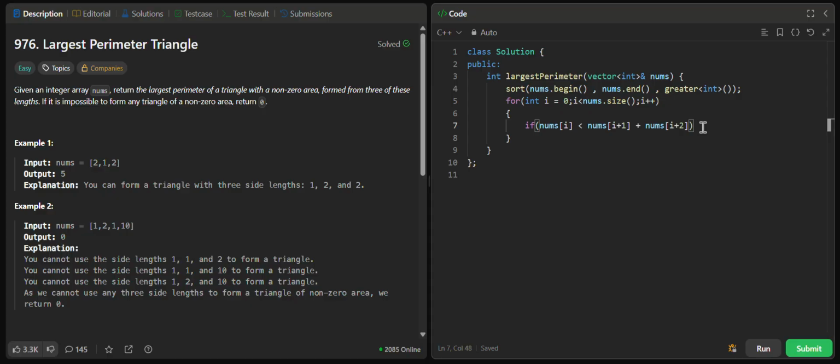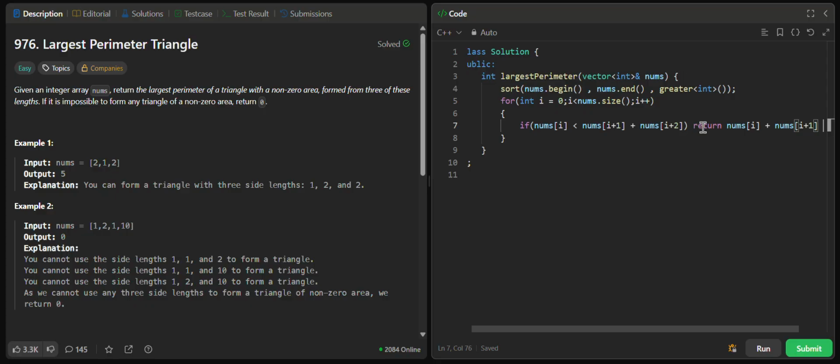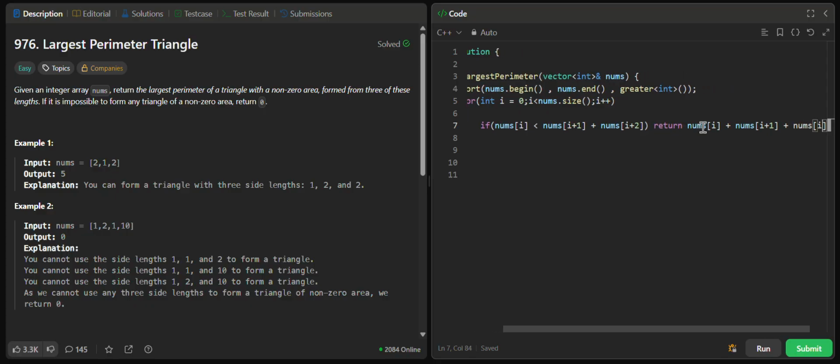And if this condition is true, just return the perimeter. And what is the perimeter? Simply nums of i plus nums of i plus 1 plus nums of i plus 2.